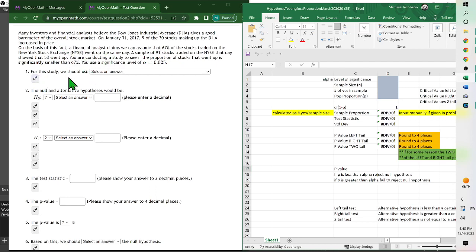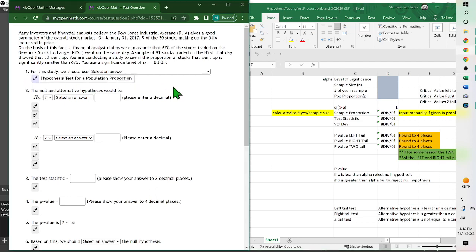So for the study, we would use a test for proportion because it's proportions. The null hypothesis is proportion, so this will be P, and it will be equal to 0.67, 67%.